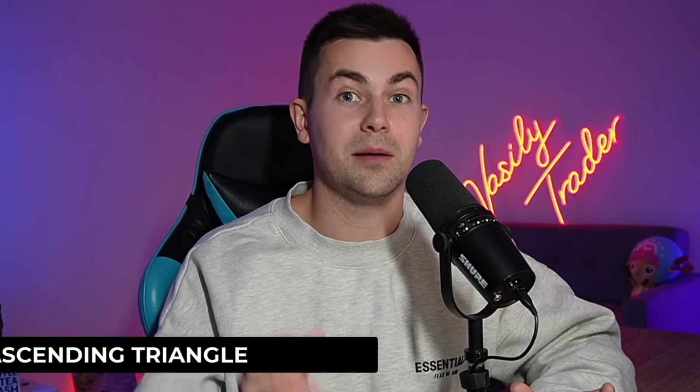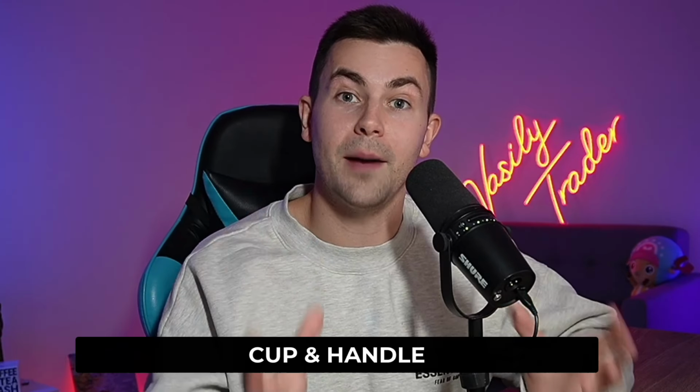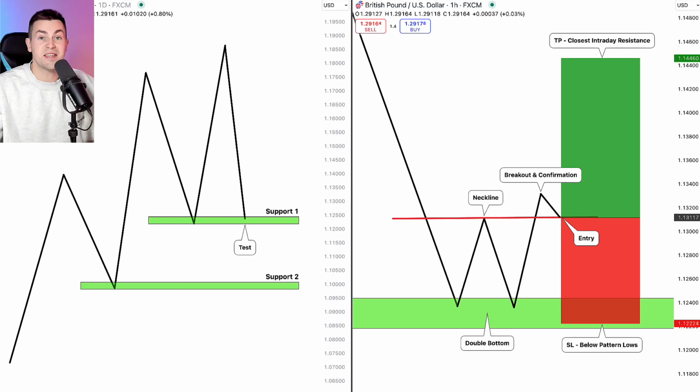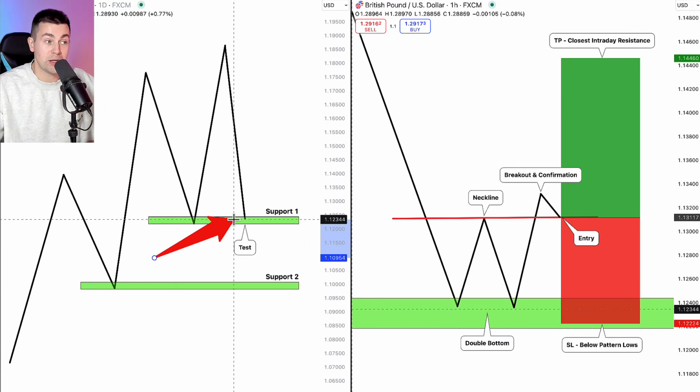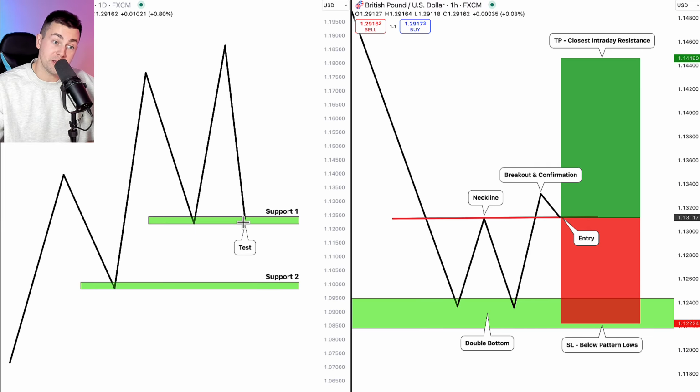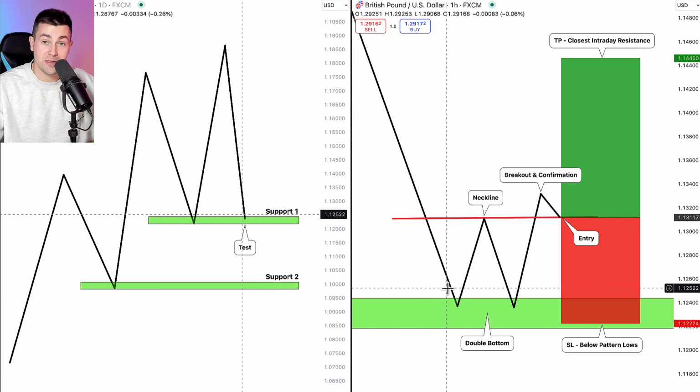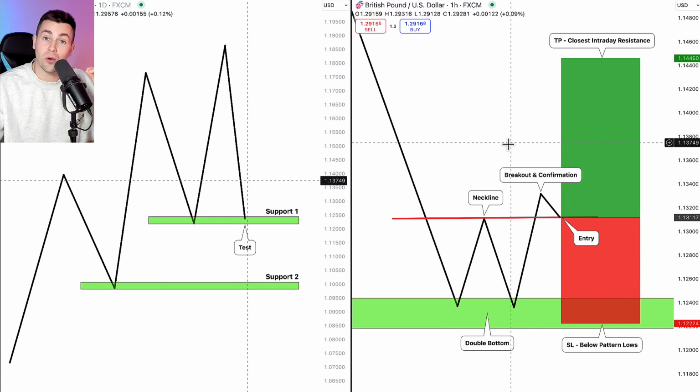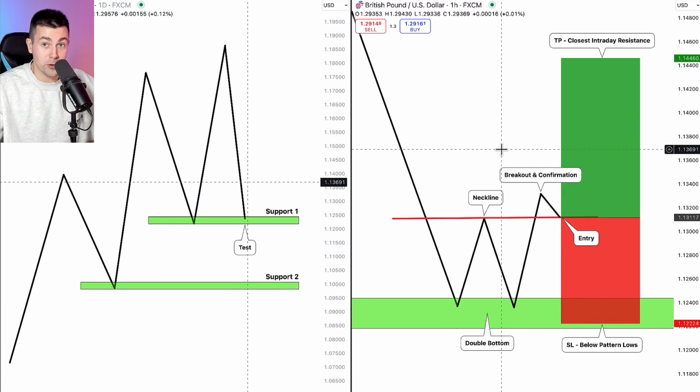The best ones are the inverted head and shoulders pattern, double bottom and triple bottom, ascending triangle, and the cup and handle pattern. That is the exact model of trading pullbacks from daily supports. You can see that on a daily we should have a test of a daily support. After the test, you start analyzing the hourly time frame and you start looking for a bullish price action pattern.